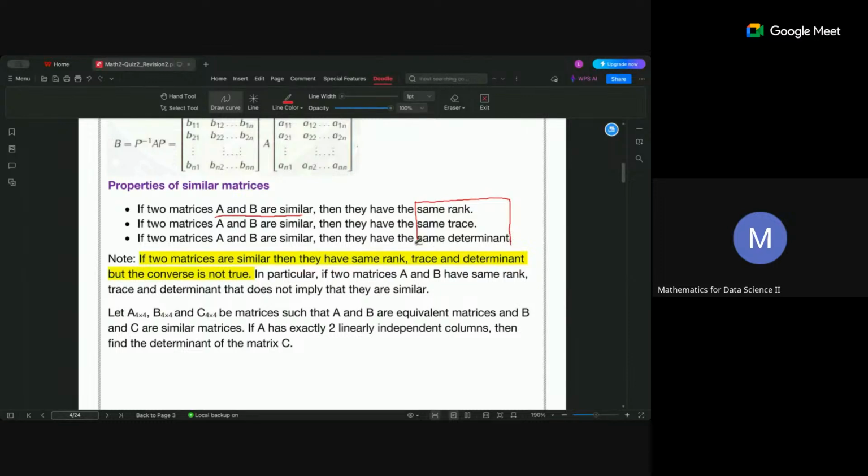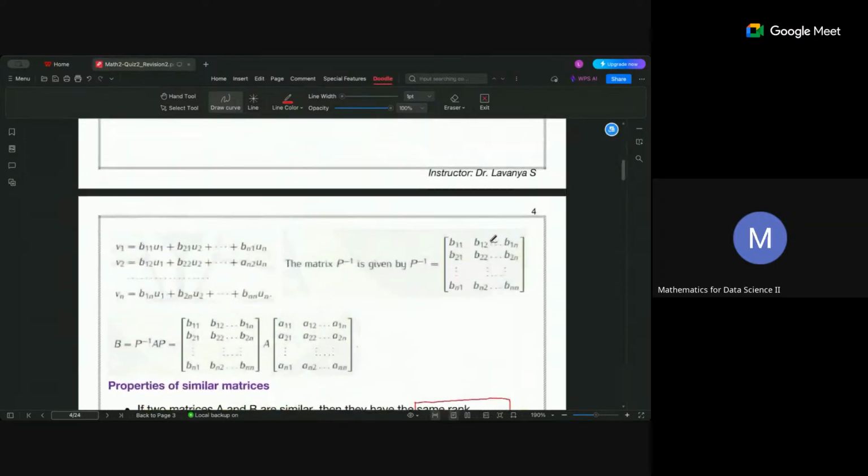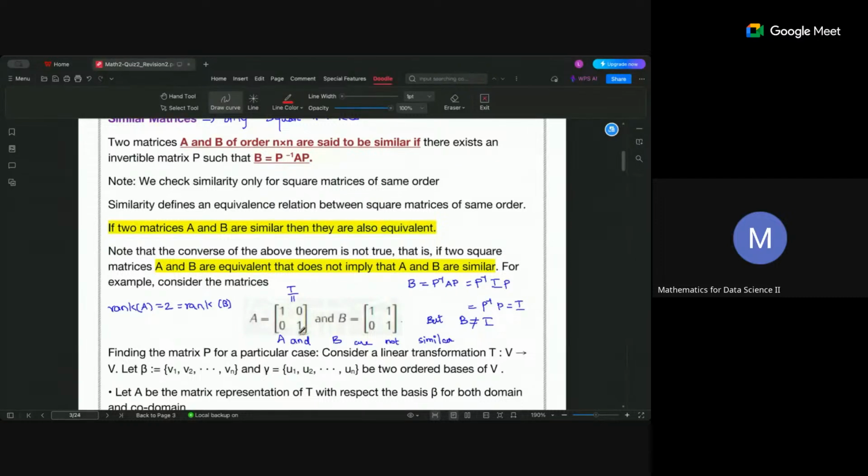What about the converse? What is meant by converse here? Suppose there are two matrices of same order and they are having same rank, same trace and same determinant. Then does it imply that they are similar? No, ma'am. No. Again, you can use the same example here.